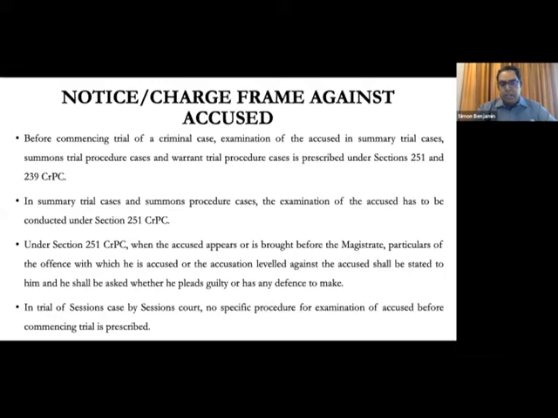And as far as sessions trial is concerned, in fact, they're also part of this larger set of warrants trial. So maybe you can say that all of these offenses are warrants trial because they are beyond 2 years. So including death penalty and life imprisonment would be considered as a warrants trial. A part of it is tried by the magistrate courts, and some of them are tried by the sessions court.